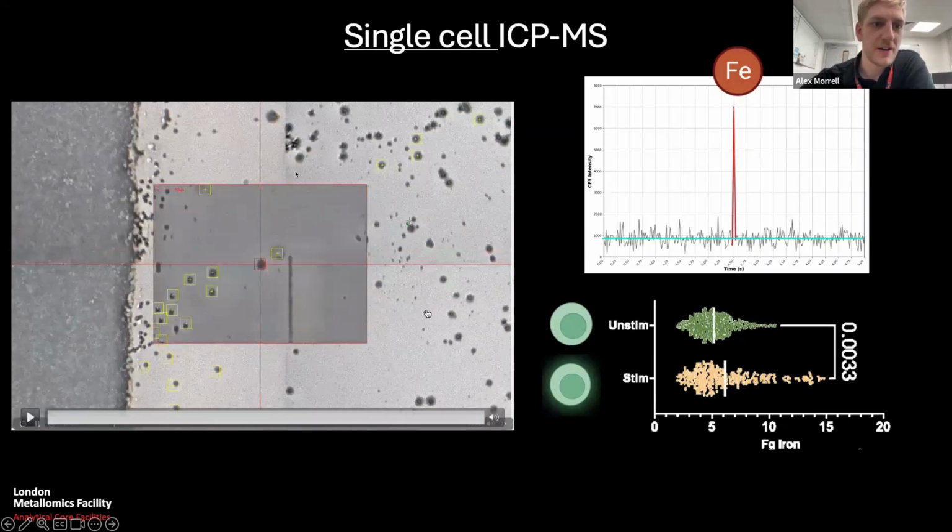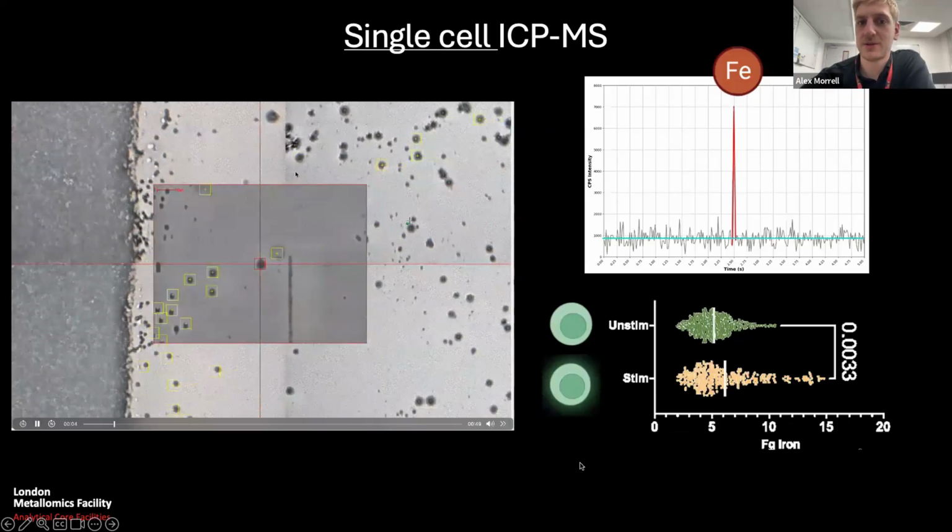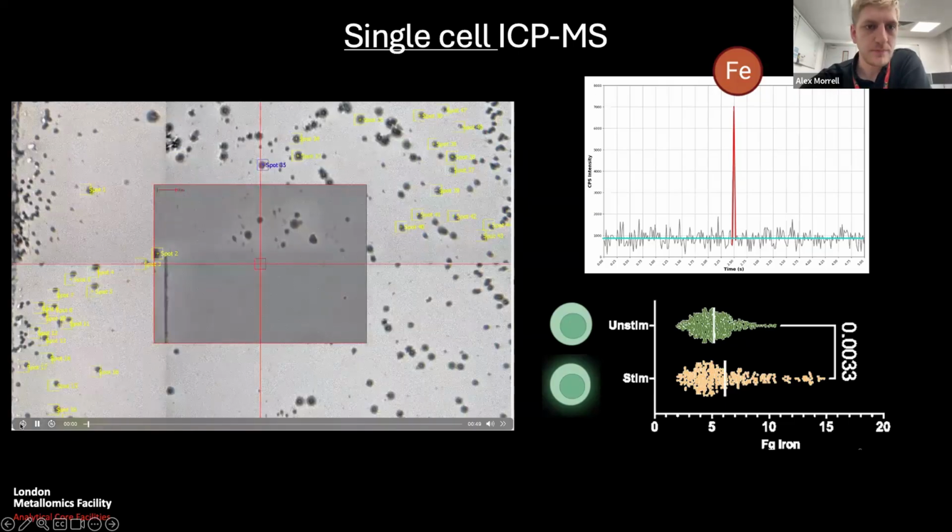If you then fire lots and lots of times at loads of different cells, you can get really high statistical numbers between cell populations. But specifically, you're looking at the single cell level of the metallome, which is extremely cool. And this is actually very, very new to our facility. I think we did our first successful experiment around three months ago, which is very cool.